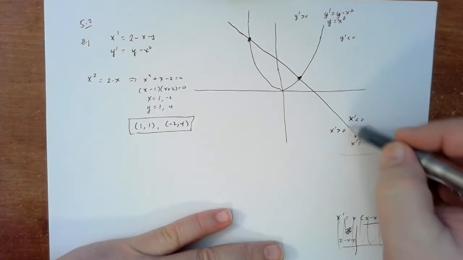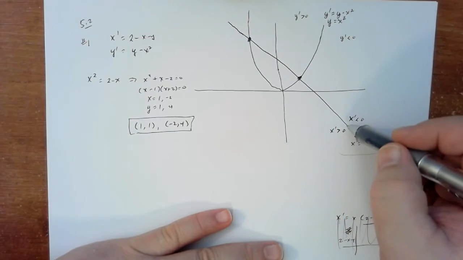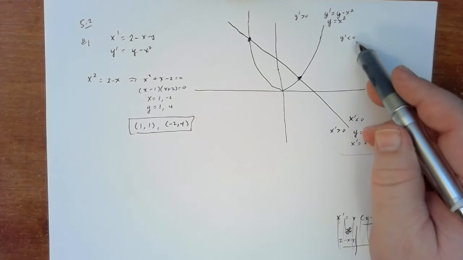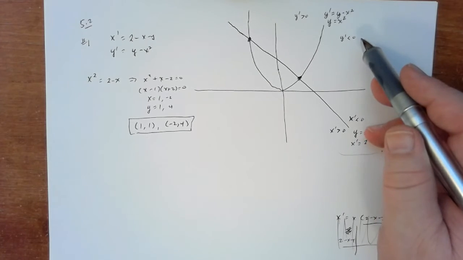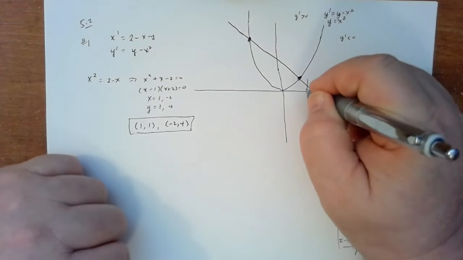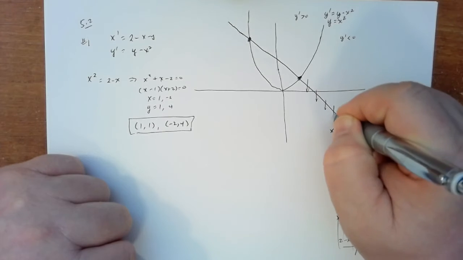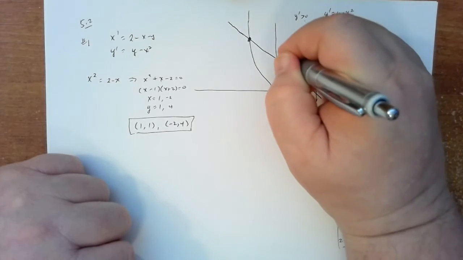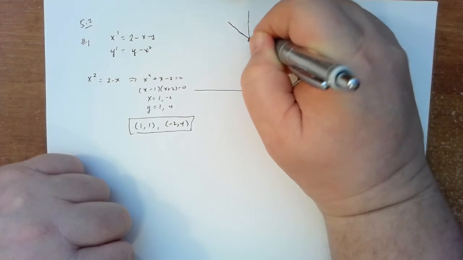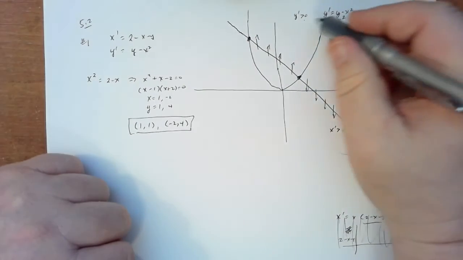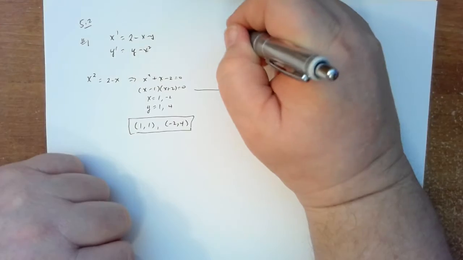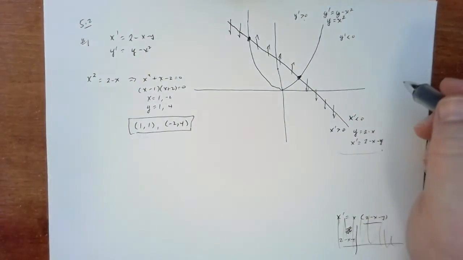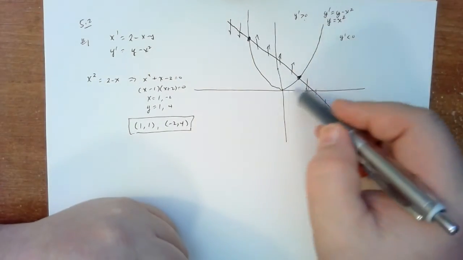Okay, so for my line here, this is outside the parabola, right? So therefore my y prime is negative, and so in this case we're heading down. Inside the parabola we're going up, and of course x prime is 0, right? That's why we're going straight up and down, and then up here we're going straight down again.